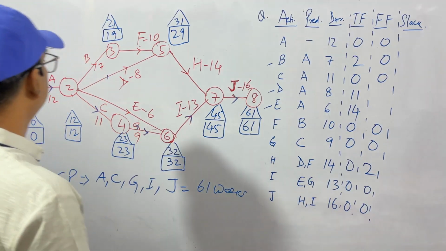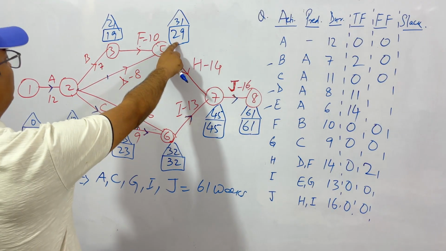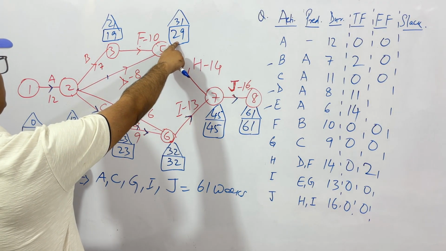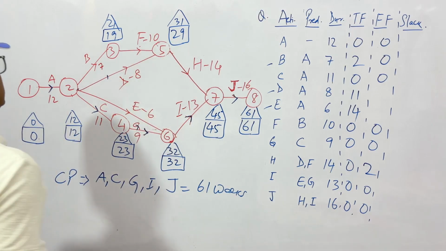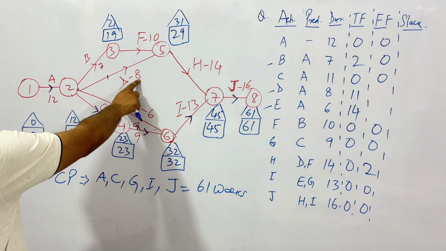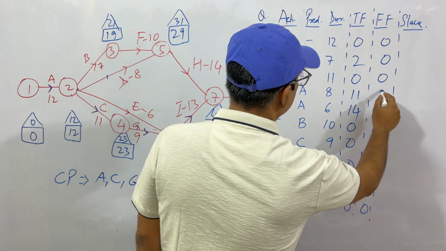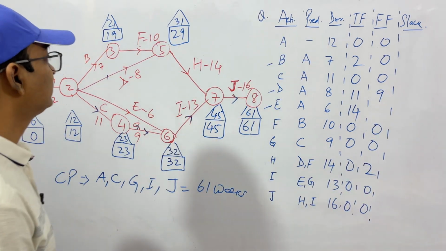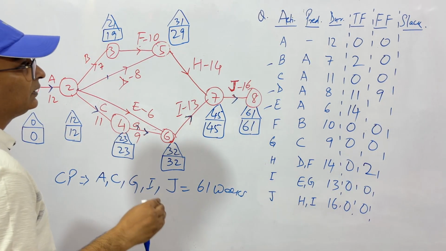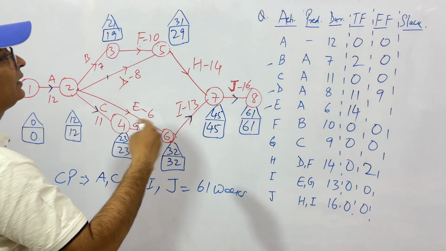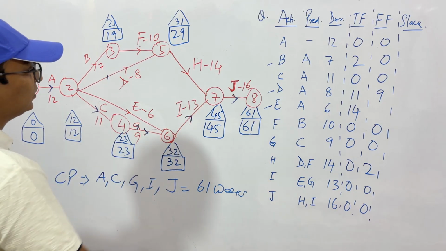What is left? D. Where is D? See, 29, this is 12. So how many days do you have? 29 and 12 is 17 and it is 8 only. So 9. That is, D has a free float value of 9 days. This means that you can start after the 9th day so that your project is not delayed.